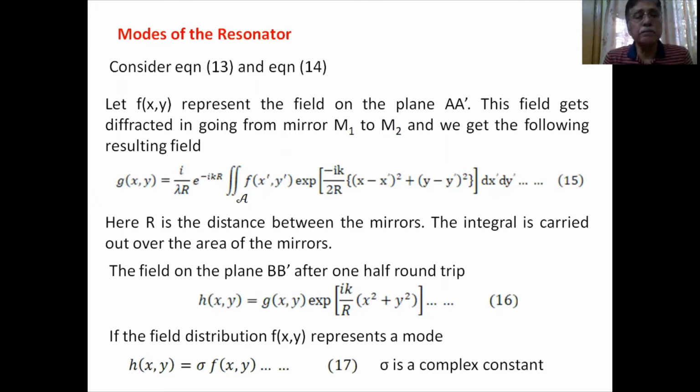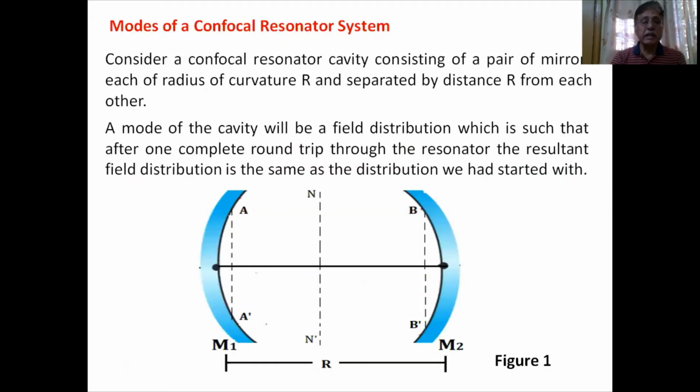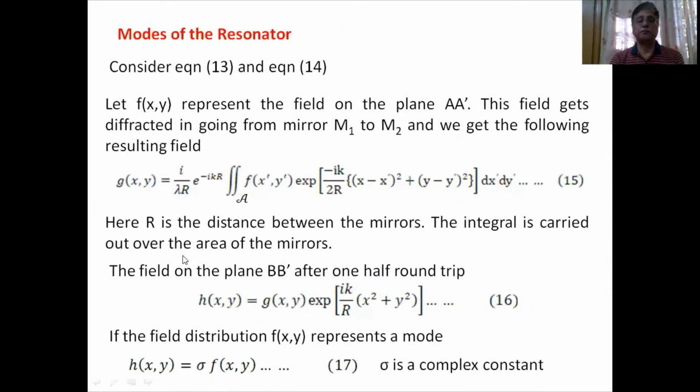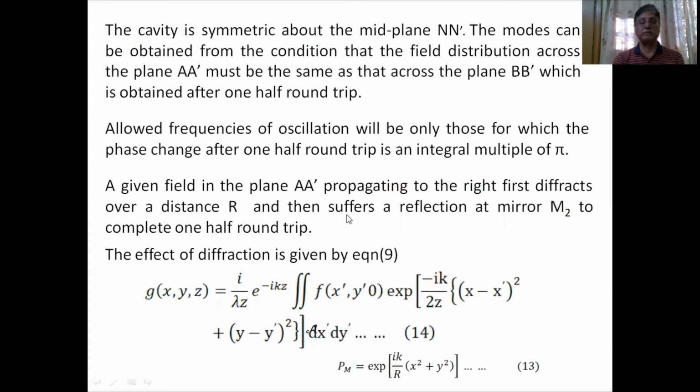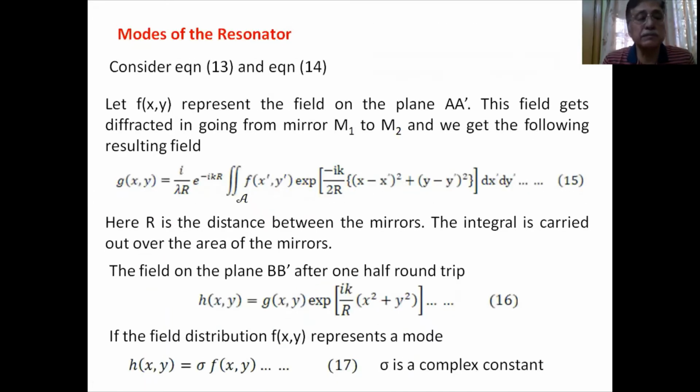So let us consider 13 and 14 and let f(x,y) represent the field on the plane A dash. I am talking about this one. So here we have field f(x,y). This field gets diffracted in going from mirror M1 to M2, and we get the resulting expression that we have already quoted in the last lecture, that is 14. This expression we get because of that.